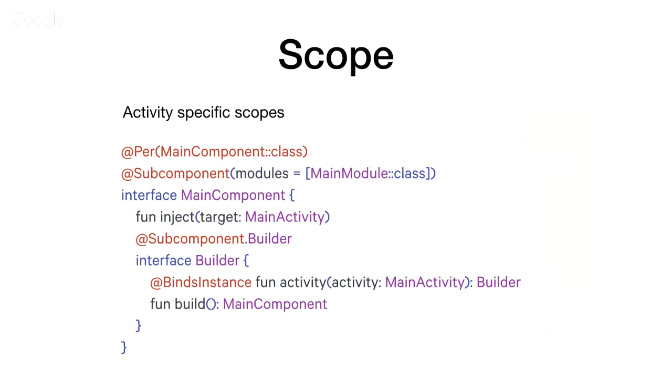You can also use this very helpfully with activities. So say we have a main activity, we can make a main component that's associated with it, use that per annotation, and supply it the main component class. Now it's a completely new scope compared to the other per scope that received a different class. And then that's all the other boilerplate that I was already talking about.